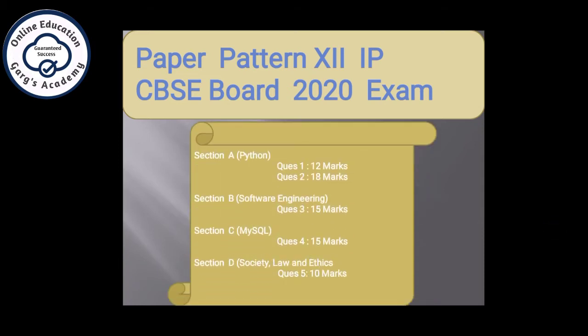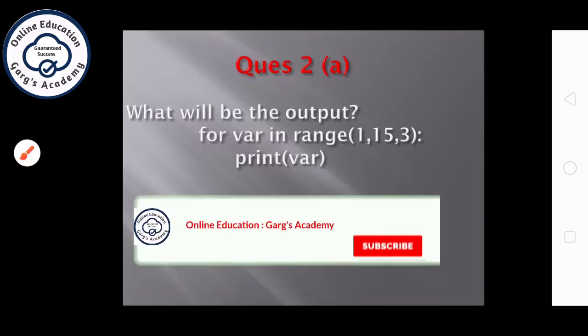Let's first recall the paper pattern of plus 2 board exam. There will be 4 sections and 5 questions. Section A Python question number 1 and 2, Section B Software Engineering question number 3, Section C MySQL question number 4, and Section D Society Law and Ethics question number 5. Second question, A part.